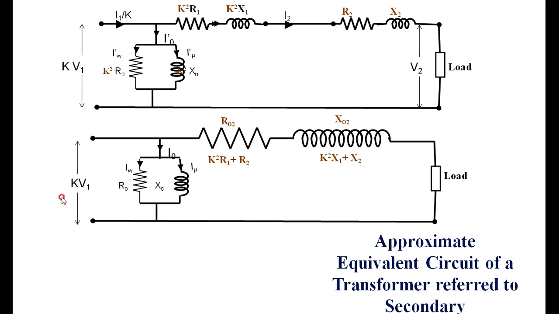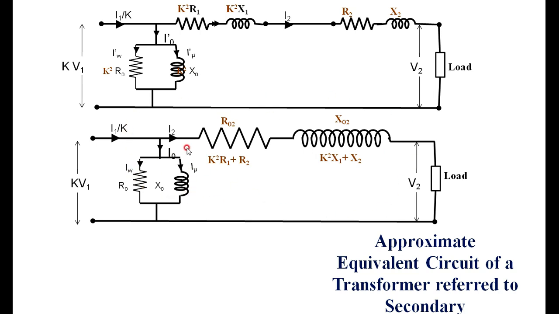Now, the voltage is K times V1 and the current is I1 by K, which is I2. Then the voltage here is V2. This is how we have to draw the circuit referred to the secondary side.